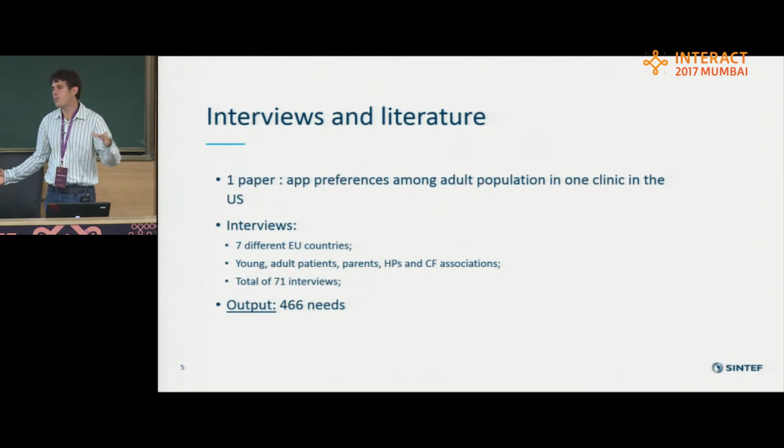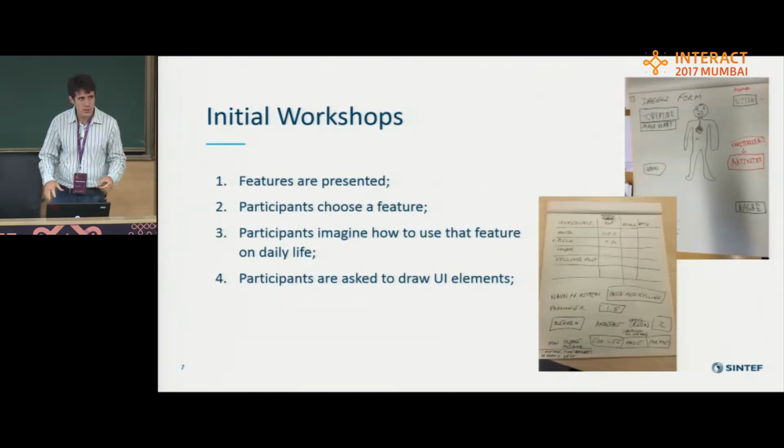Later we managed to compress those needs to 9 more overarching, higher-level requirements, some of them also identified in the paper that did the study in the US. And our approach was to take those high-level requirements and bring them to workshops with the patients. So we would present those requirements, actually functional requirements of features.